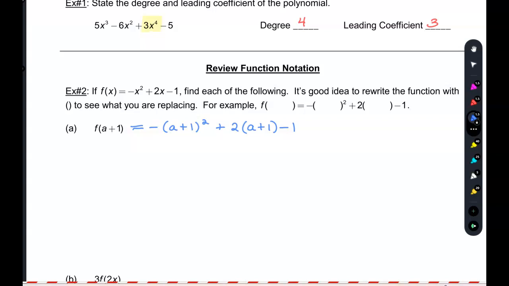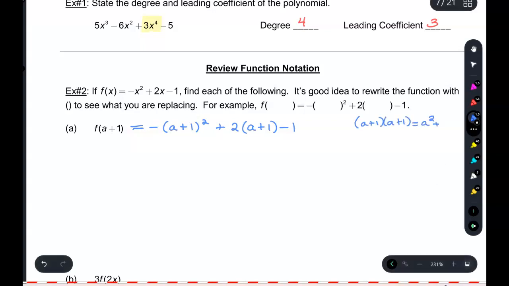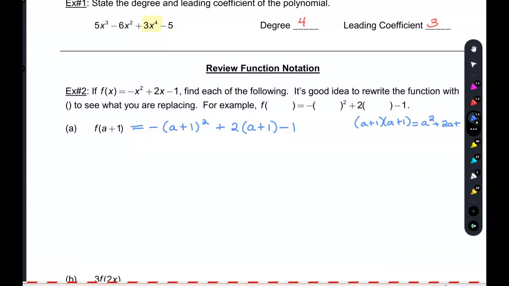Okay, order of operations says I have to take care of my exponents first, but this means a plus 1 times a plus 1. So what's a plus 1 times a plus 1? Be careful. We have a squared plus a plus a is 2a, plus 1 times 1 is 1.